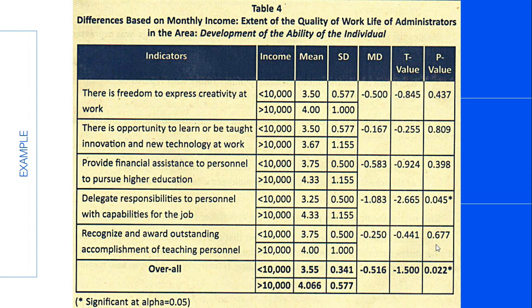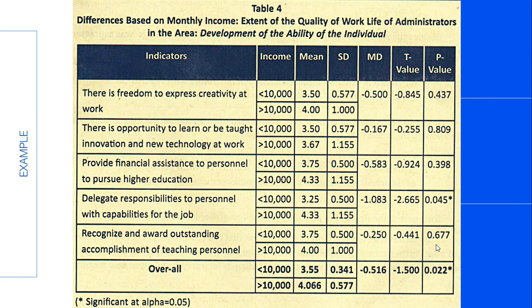This may seem to indicate that the respondents with lower monthly income may have been in favor of the manner in which the management of the school recognizes and rewards employees who have capabilities to do the job. So, in this study, the null hypothesis was stated that administrators, based on their monthly income, assessed the quality of work life, development of the ability of the individual, differently.